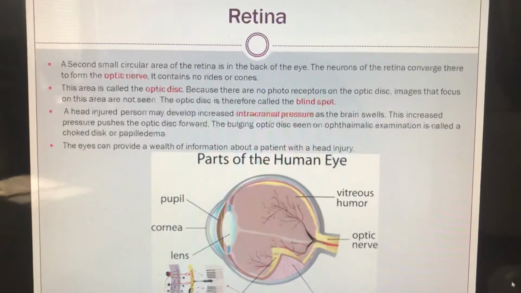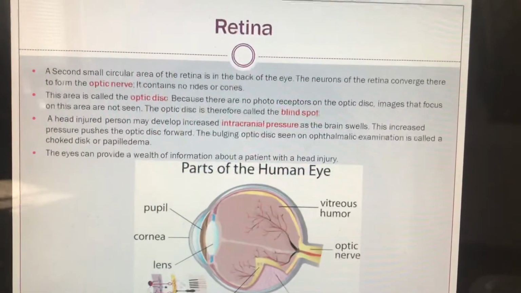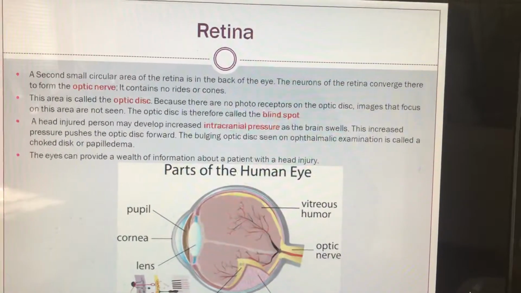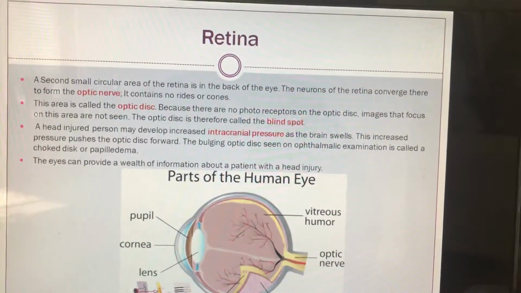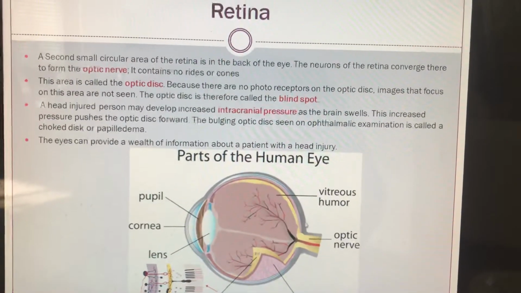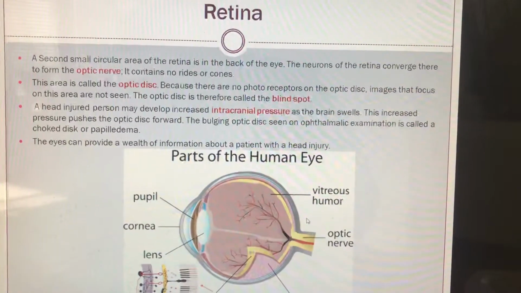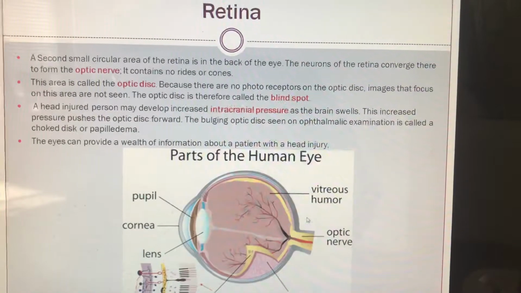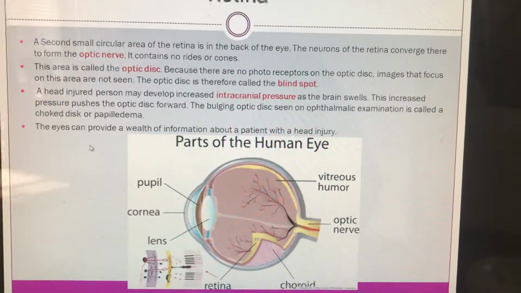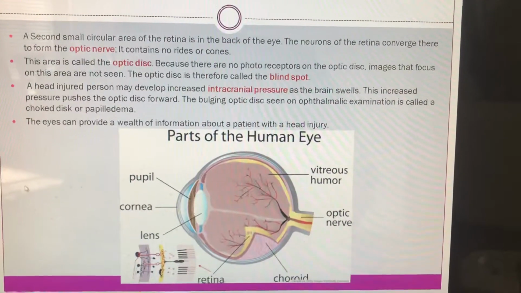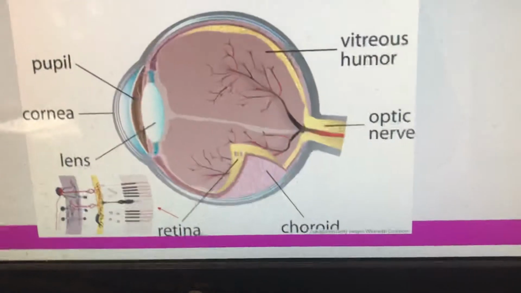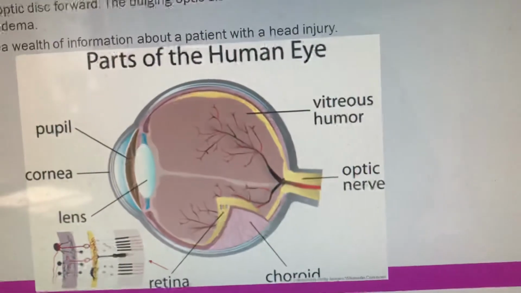So a head-injured person may develop increased intracranial pressure as the brain swells, and this increased pressure pushes the optic disc forward. The bulging of the optic disc seen on ophthalmic examinations is called a choked disc or papilledema. The eyes can provide a wealth of information about a patient with a head injury. Okay, so there's another picture there.